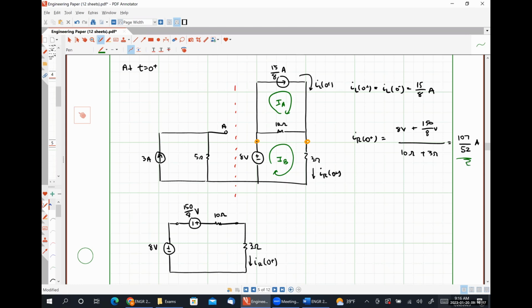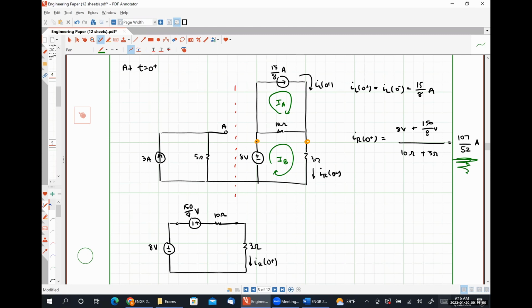We're not going to bother doing it, but that's just an alternative way you could have used to solve for it. And like I said, using superposition, you could have done current division to find the contribution of the 15/8 of an amp source, and then Ohm's law to find the contribution of the 8-volt source and added those results together. It should also give you this same result. So three different ways, all fairly straightforward, to determine that quantity IR at 0 plus.